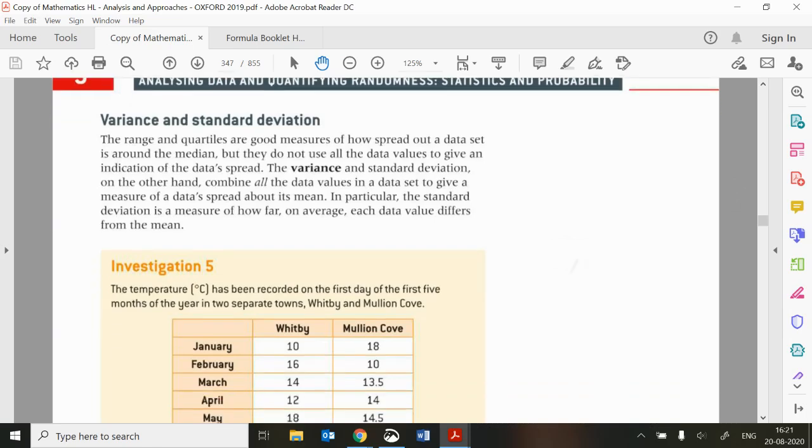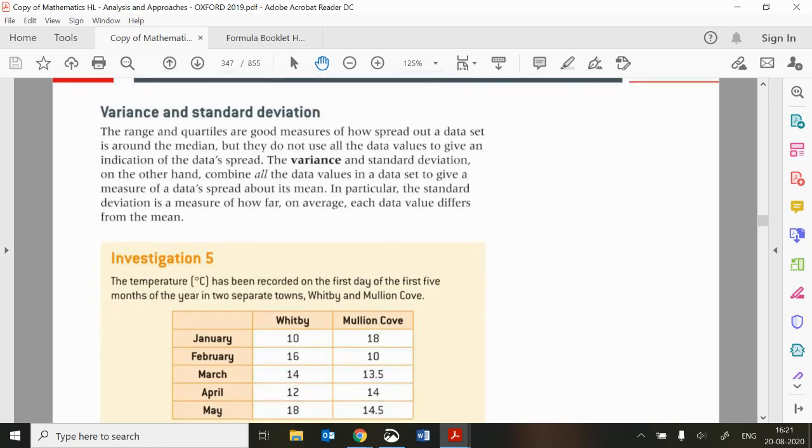Okay, so standard deviation and variance. The range and quartiles are good measures of how spread out a data set is around the median, but they do not use all the data values to give an indication of the spread. But these measures do. Now let's just build this one up. Let's think about what we would ideally like. If we've got all of our data points, x1, x2, x3, x4, what we'd like to know is how far away they are from some central point.